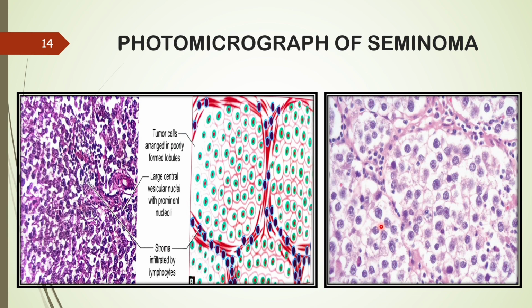And here within the nest, or nesting pattern, you can see that the cells have a large vesicular nucleus, open chromatin and prominent nucleoli. This blue dot is the nucleolus. So there is open chromatin, a vesicular nucleus and prominent nucleoli, right? Here it is shown as a red dot. And if you observe carefully, you can see that the cell border is very well defined. Here you can see the well defined cell border.